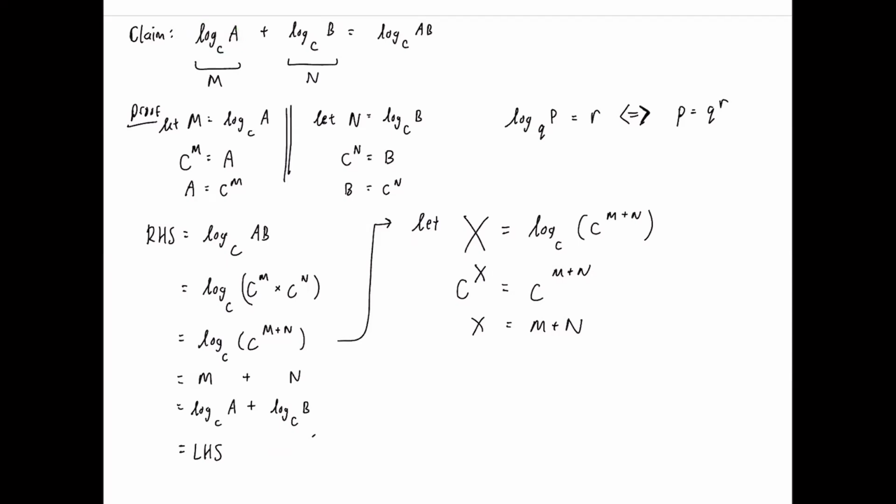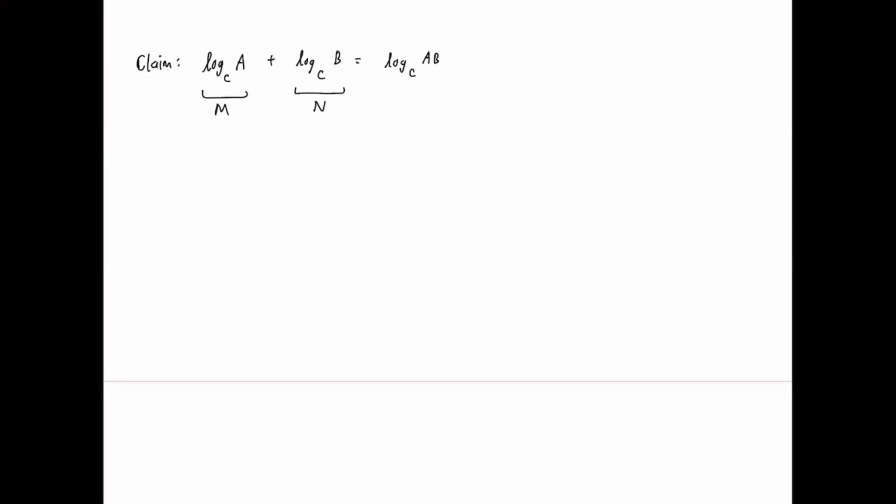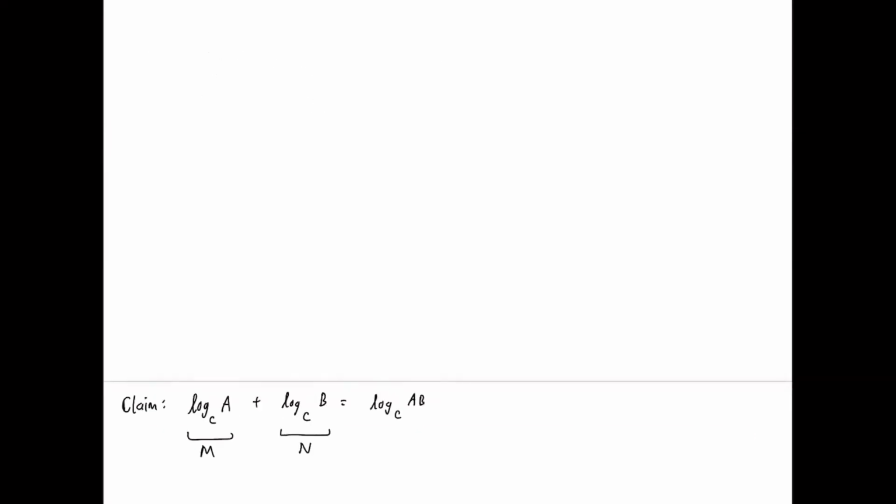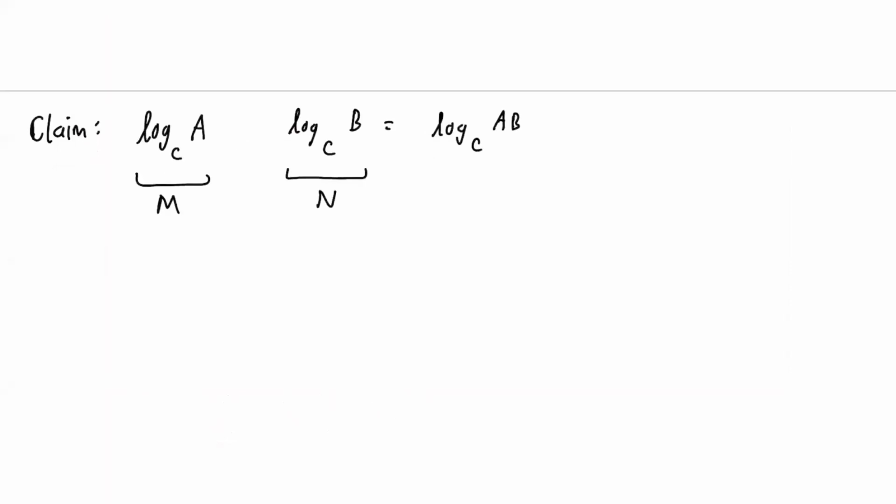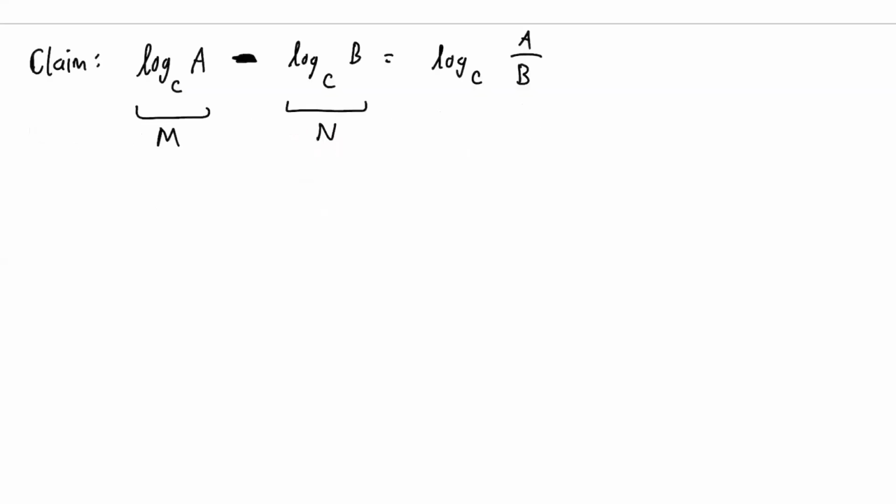That was the first one, the sum to product. The next one we'll go through is the difference to quotient. Let's go. Maybe I'll start a new page, one page for one rule. The next claim is that if I take the difference between them, it will become a quotient, A over B. It's the exact same procedure.